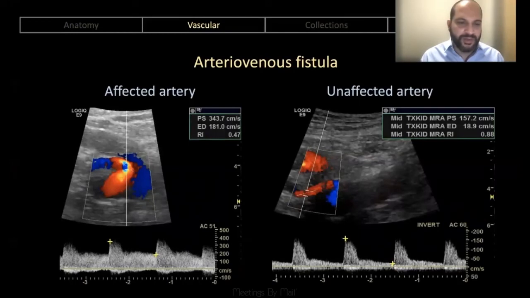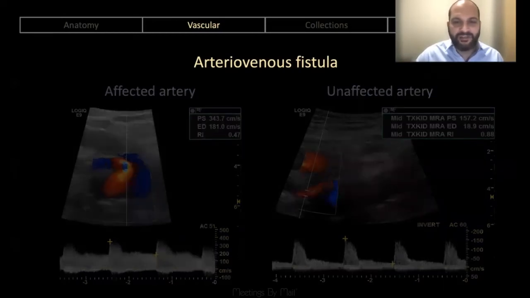Here's an example where this patient had 2 renal arteries, and one of them was involved in an arterial venous fistula. You can see what it does to the resistive index. The one on the left drops the resistive index down to 0.47, whereas the renal artery on the right image here was at 0.88. So it can really decrease your resistive index within the affected portion of the kidney graft.